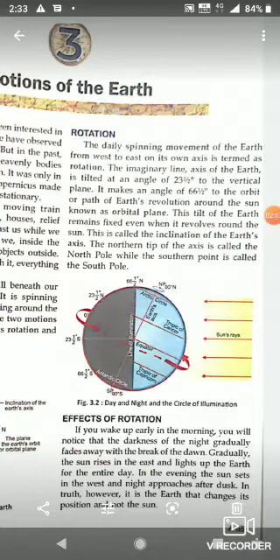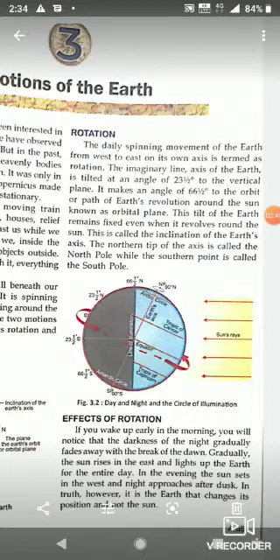It makes an angle of 66.5 degrees to the orbit, or the path of Earth's revolution around the Sun, known as the orbital plane. This tilt of the Earth remains fixed even when it revolves around the Sun. This is called the inclination of the Earth's axis. The northern tip of the axis is called the North Pole, while the southern tip is called the South Pole.